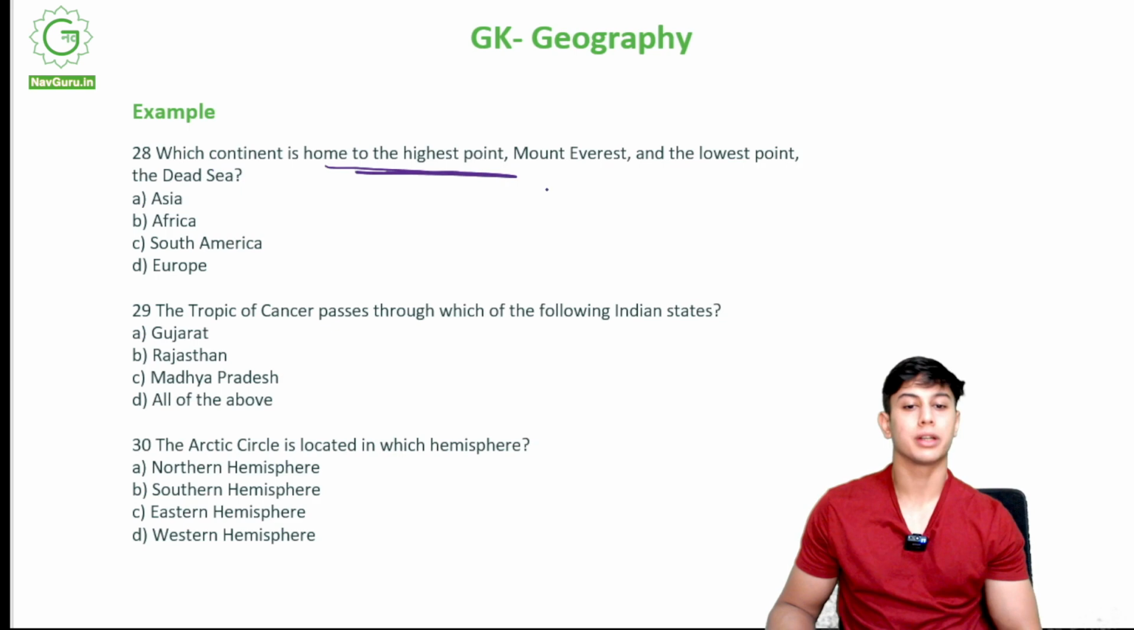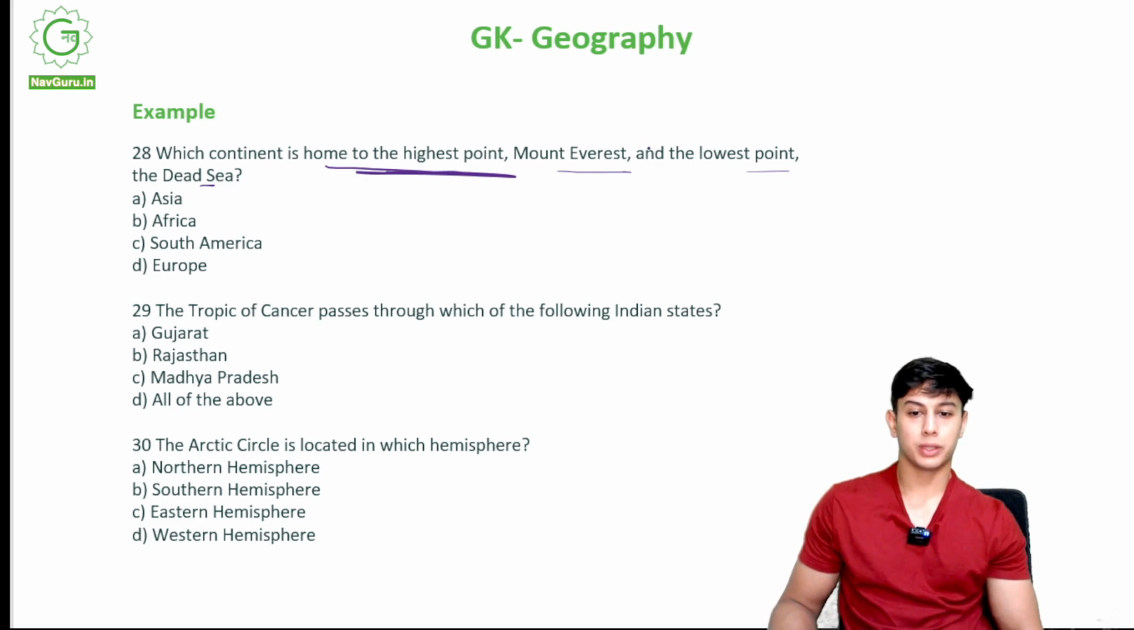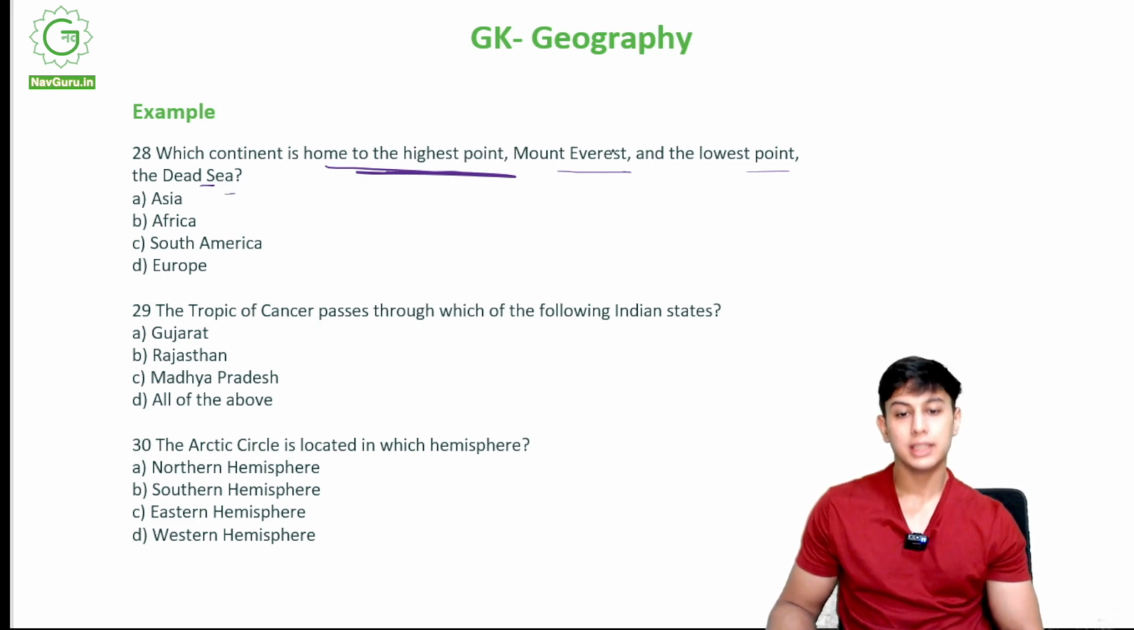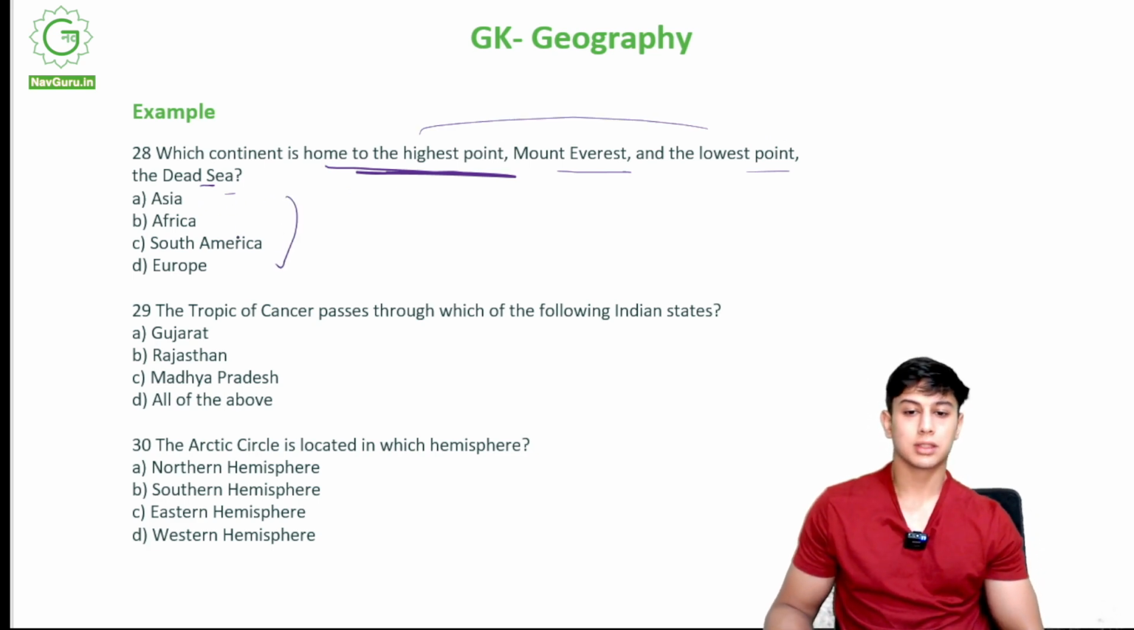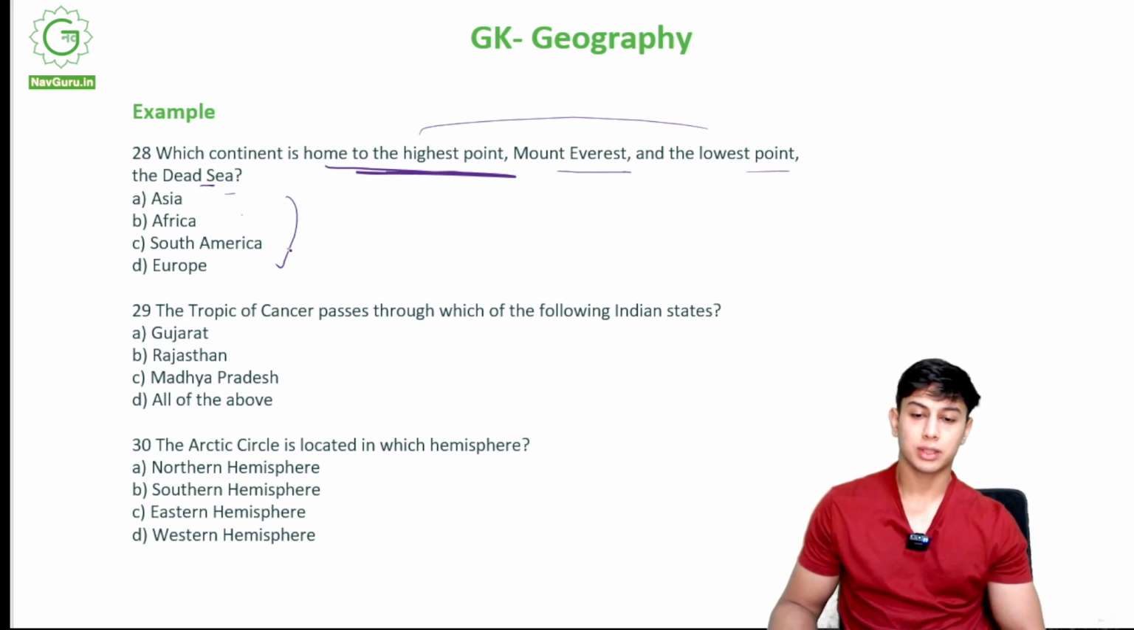Which continent is home to the highest point, Mount Everest, and the lowest point, the Dead Sea? Both the highest point and the lowest point are in this continent. So which continent is this? Is it Asia? Is it Africa? Is it South America? Is it Europe? So even if you know one of these, you can answer it. It is Asia.